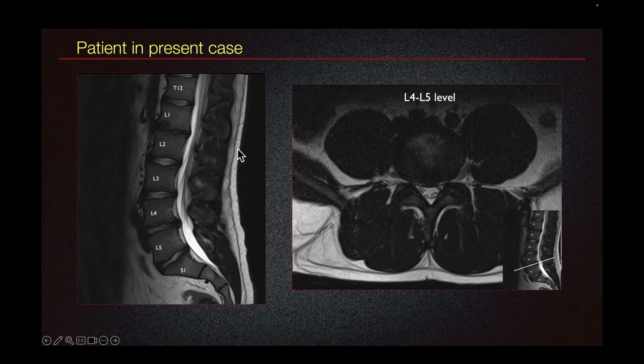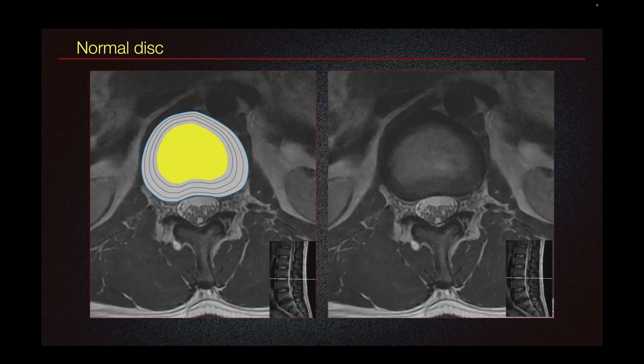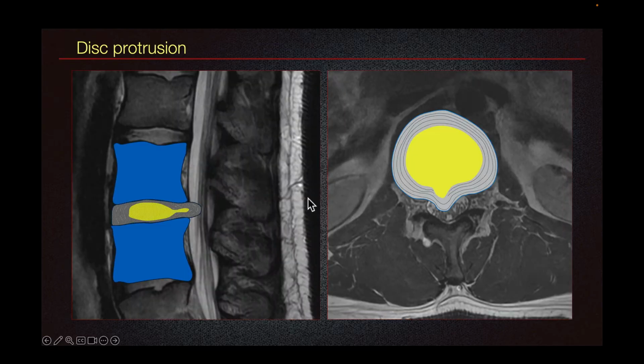Before we go into the MRI, let's look at a few disc pathologies. This is an example of a normal disc. There is nucleus pulposus centrally and annulus fibrosus peripherally, and the disc normally has this reniform shape posteriorly. In disc protrusion, which is a type of disc herniation, the disc focally herniates out.